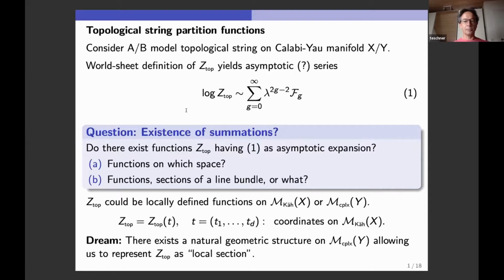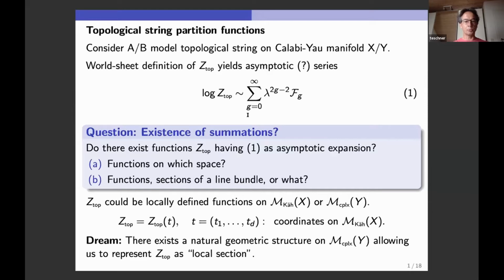In the B model, the worldsheet definition would yield a priori formal series like here, where we sum over genera. So there are contributions of all genera to the topological string amplitude or topological string partition function. In general, it is not clear if this can actually be summed to represent an actual function or anything alike. So this is the question: do there exist functions having this series here as asymptotic expansion?